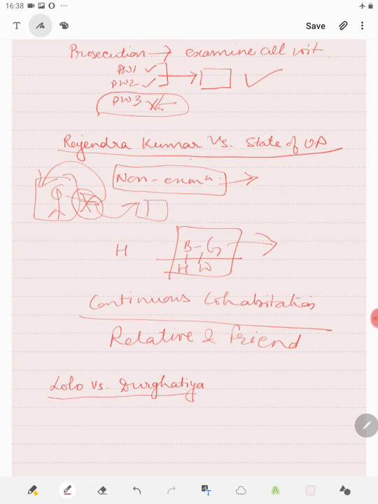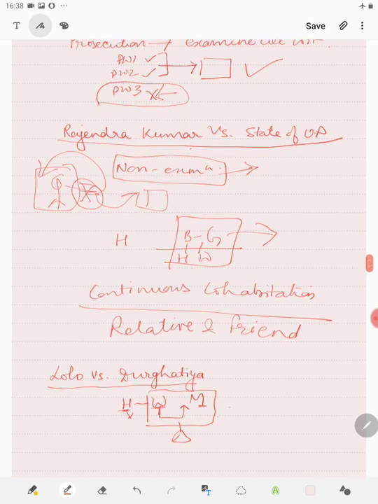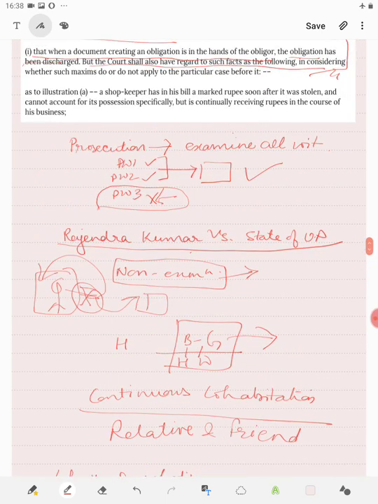it was held that suppose this is the husband and she is the wife, but she leaves her husband and starts cohabiting with another man, and they give birth to a child also. Now, in that case, it cannot be presumed that this W and M are husband and wife, because W is already wedded to H. So this is what is about section 114.